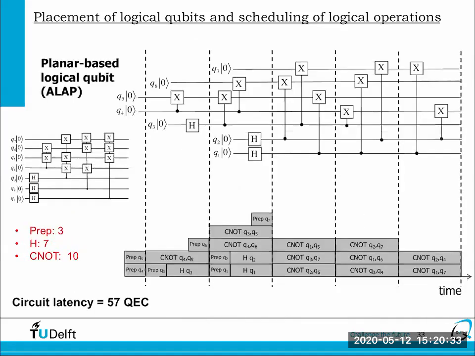And again, if I do the same for a planar-based logical qubit, I can see the same kind of operations performing in parallel in a single cycle, in which while performing, for example, CNOT Q4, Q6, I can do the preparation and the Hadamard on Q2 and Q1 at the same time. And I can save some cycles there.